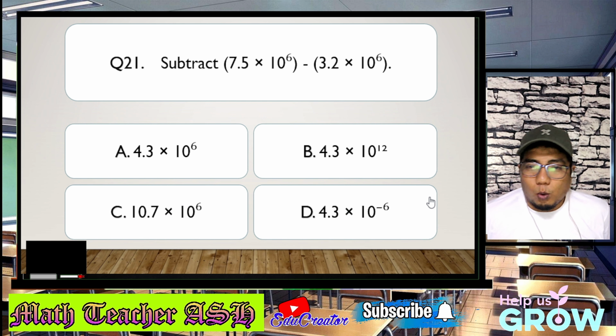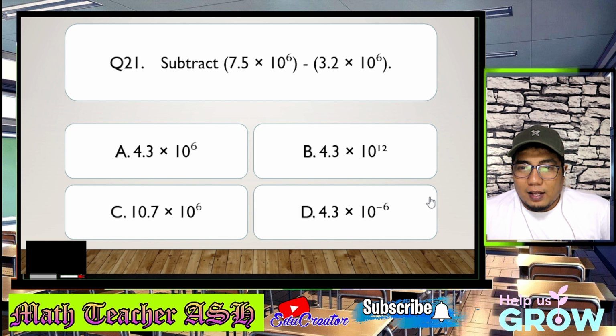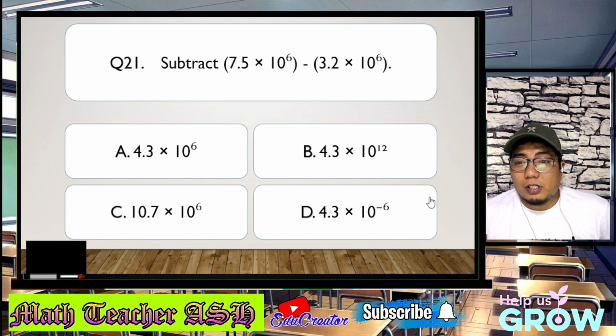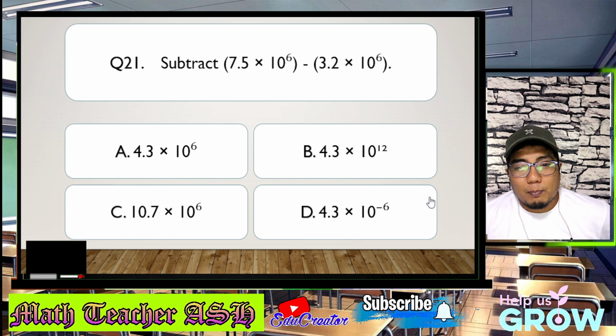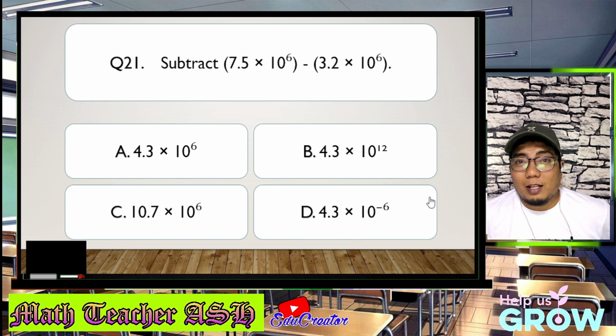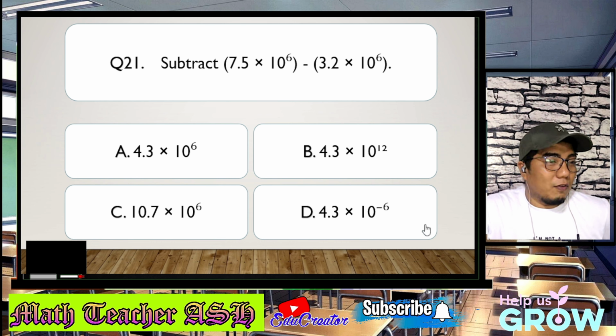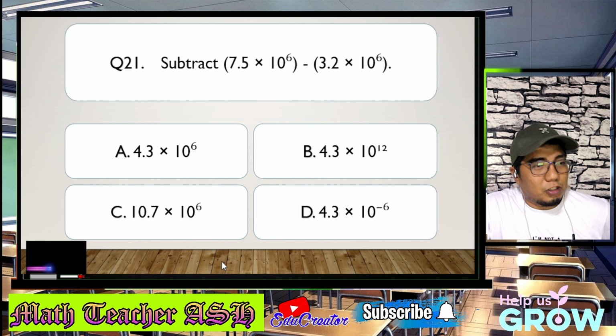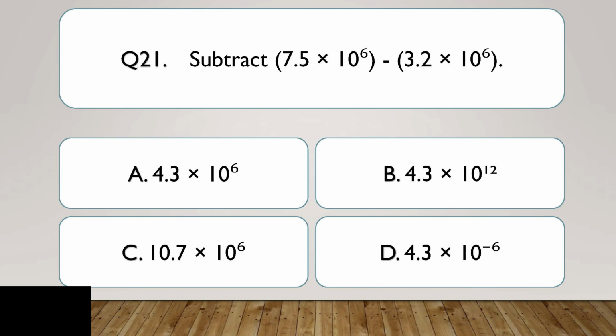Question number 21. Subtract 7.5 times 10 to the 6th power minus 3.2 times 10 to the 6th power. Is it A, 4.3 times 10 to the 6th power, B, 4.3 times 10 to the 12th power, C, 10.7 times 10 to the 6th power, or D, 4.3 times 10 to the negative 6th power? I'll give you 5 seconds to think about your answer. 5, 4, 3, 2, 1.